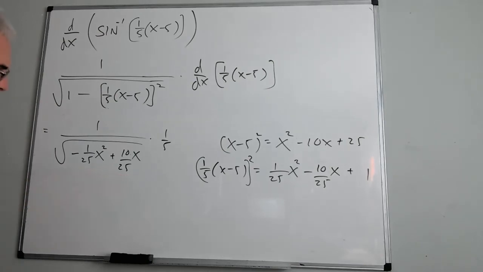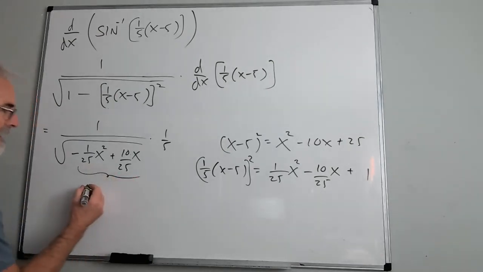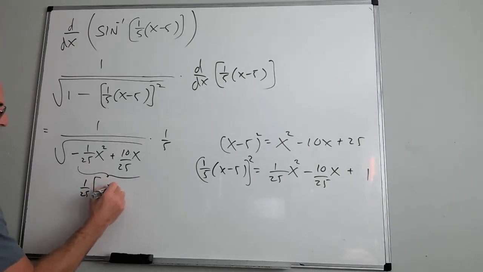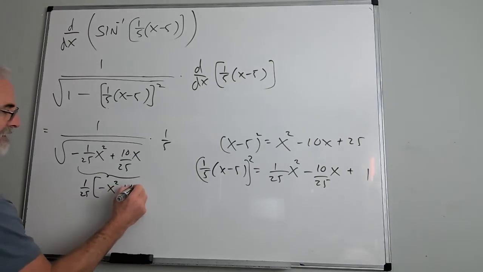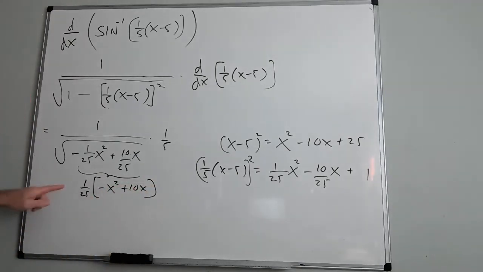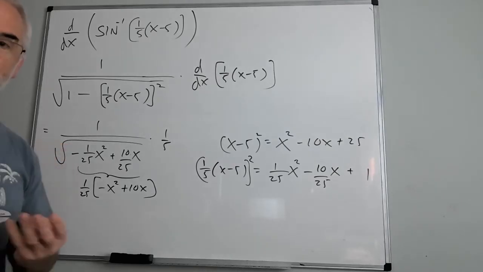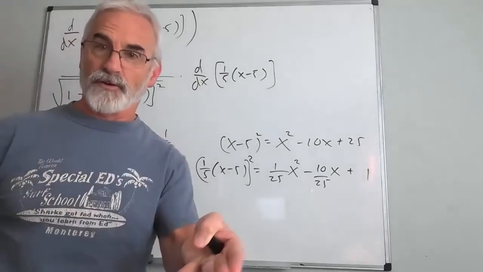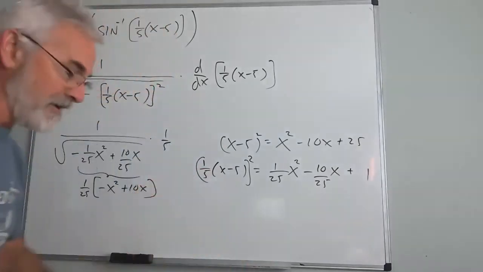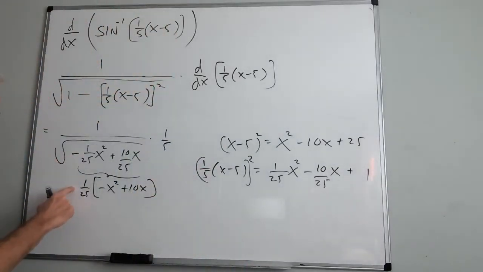See that guy right there? I can factor out a 1/25, and that would be negative x squared plus 10x. Why would I want to factor out a 1/25 inside the square root? Well, first of all, we generally don't like fractions in a root. We don't think of that as being a finished answer. But isn't the square root of 1/25 1/5? Check it out.